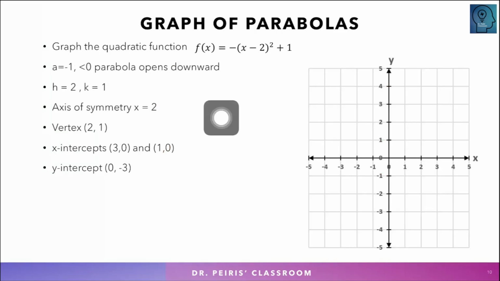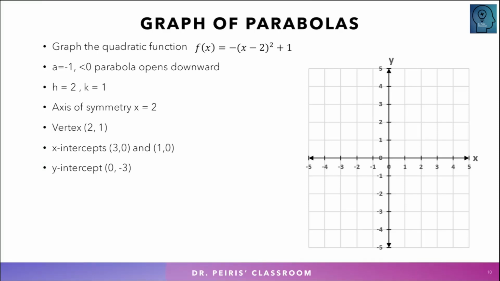In this case, the value of a is negative 1. If you look at it, there is a minus sign, which means a is equal to negative 1, which is less than 0. So the parabola opens downward. And h is equal to 2, k is equal to 1, which means the axis of symmetry is x equals 2. The vertex is (h, k), (2, 1). And we found the x-intercepts (3, 0) and (1, 0), as well as the y-intercept (0, -3).